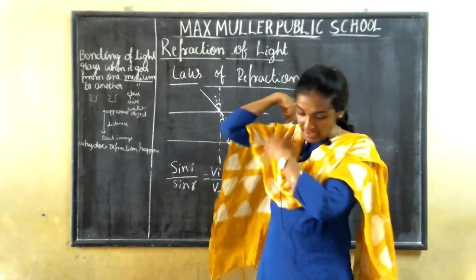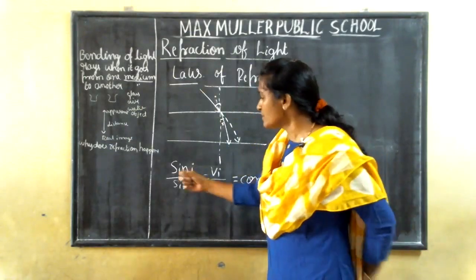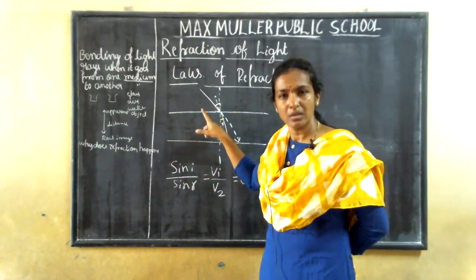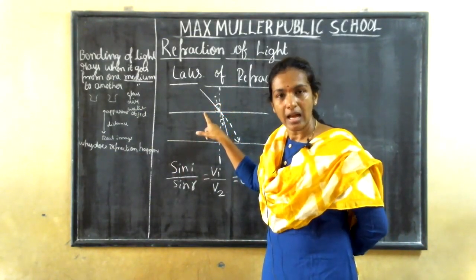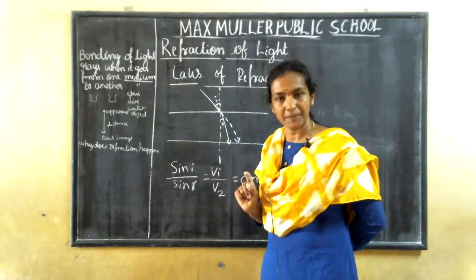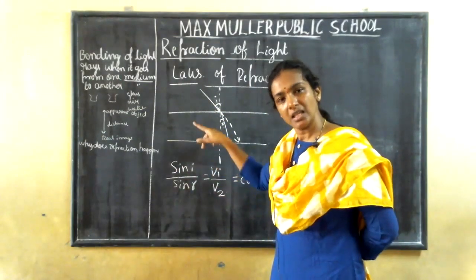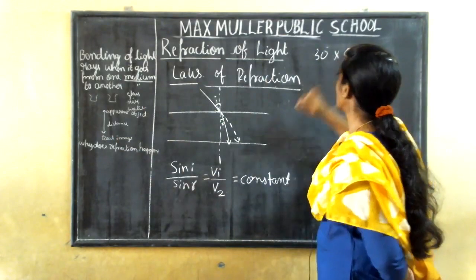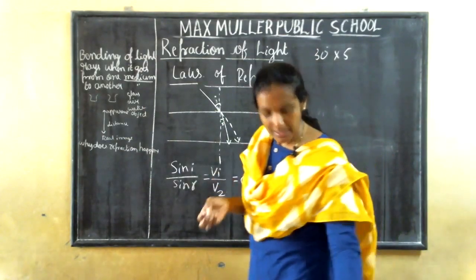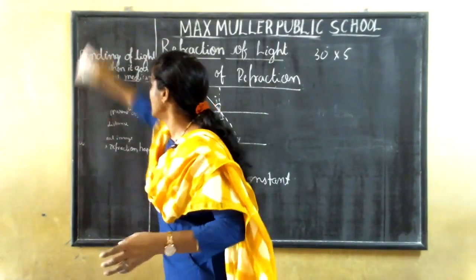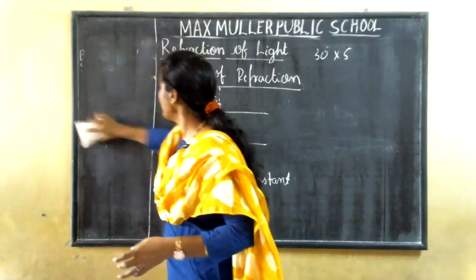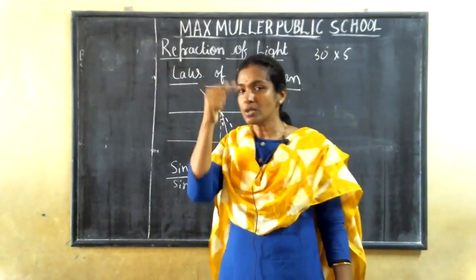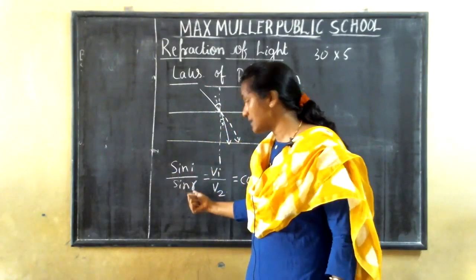So now you may ask me, ma'am, why is it taken as sin I and sin R? Here, what are you getting, children? Here you are getting an angle, no? You are getting an angle here, and speed you are getting in numbers. Can you multiply 30 degree into 5? You cannot multiply a number and an angle, isn't it? So it is taken as sin I by sin R.